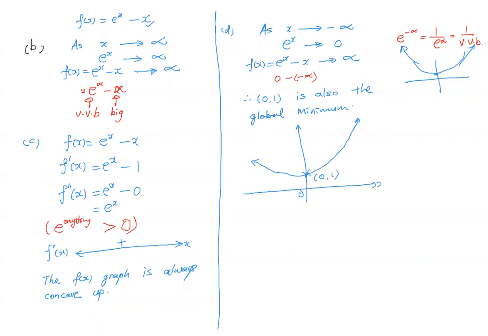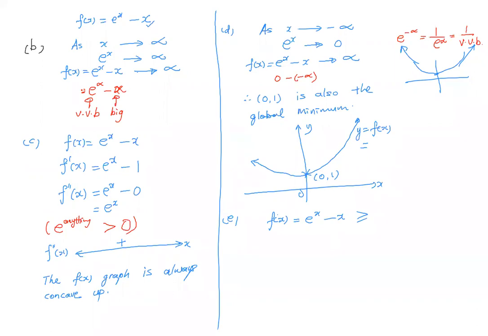So the moment I have this graph, then I can answer part D, part E. So how do I answer part E? You see part E, they say deduce. Deduce means you use your answer from part D to get the answer for part E. So straight away, I know that f(x) is equal to e to the power x minus x is always greater than or equal to what?